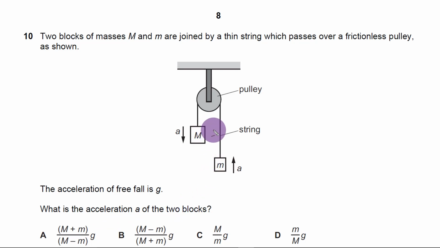When we look at this diagram, the first thing is to identify the forces which are acting on each mass. For example, one of the forces which is acting on this capital M is its own weight. So we show this with an arrow downwards, capital M g, its own weight. The other force that is acting on it is the tension in the string, and this string tends to pull it upwards.